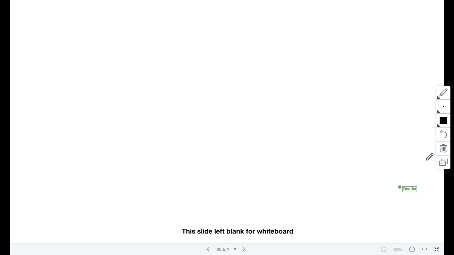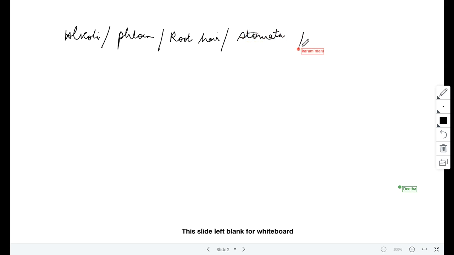Now, I'll just ask you. See, plants exchange substances with the environment, right? So now I'm going to give you some options and you have to choose from that. It is alveoli. The other one you can say is phloem. The next one is root hair, stomata, storage organs, villi, and xylem.